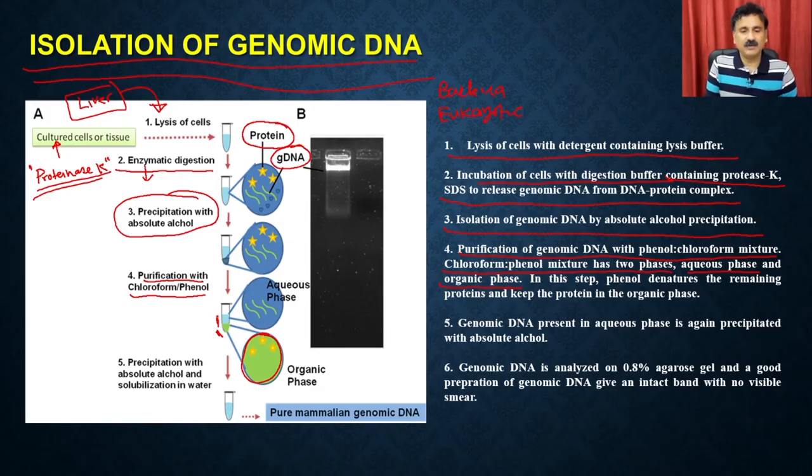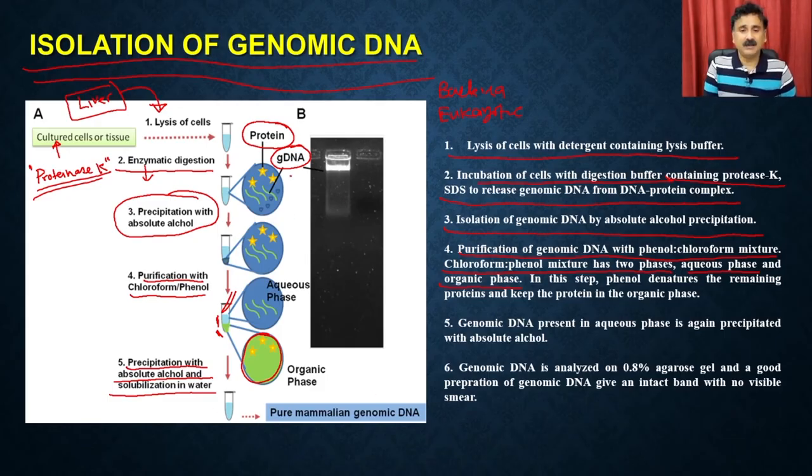So now what you have to do is, very carefully, with the help of a pipette, collect the aqueous phase and put it into a new Eppendorf tube. And then you have to use precipitation. So in step 5, you precipitate that with the absolute alcohol and solubilize the DNA in water, and that's how you are going to get the pure genomic DNA.